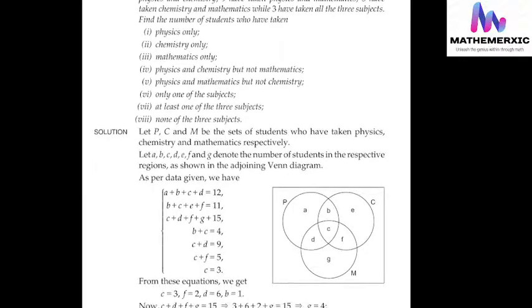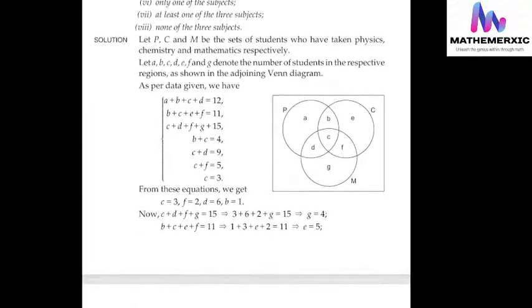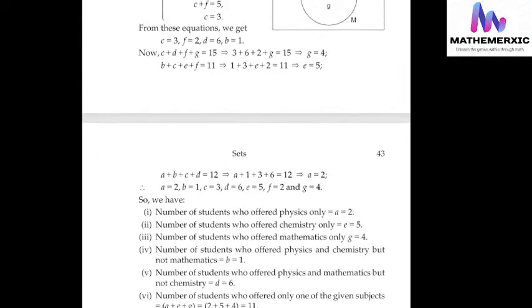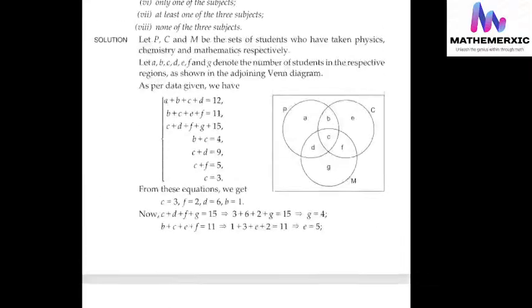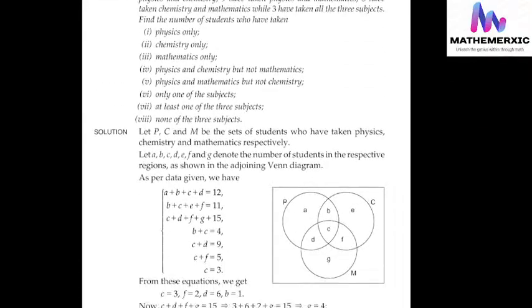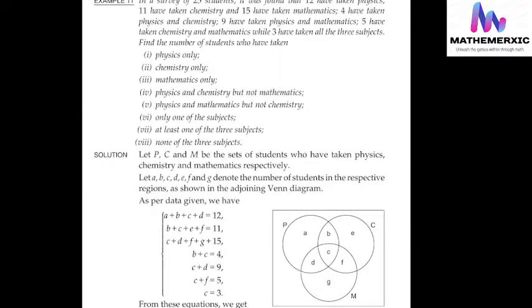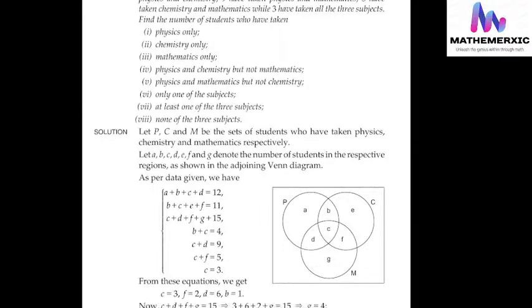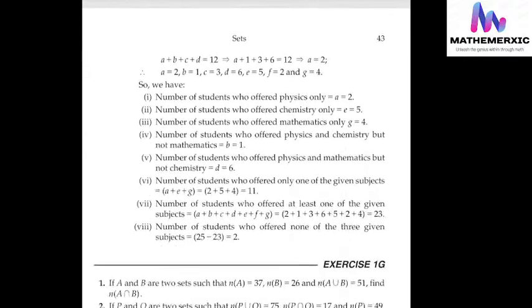And we can say other things are given, so easily we can solve from here. What is the total number of students? With the help of this way, we can easily finalize.